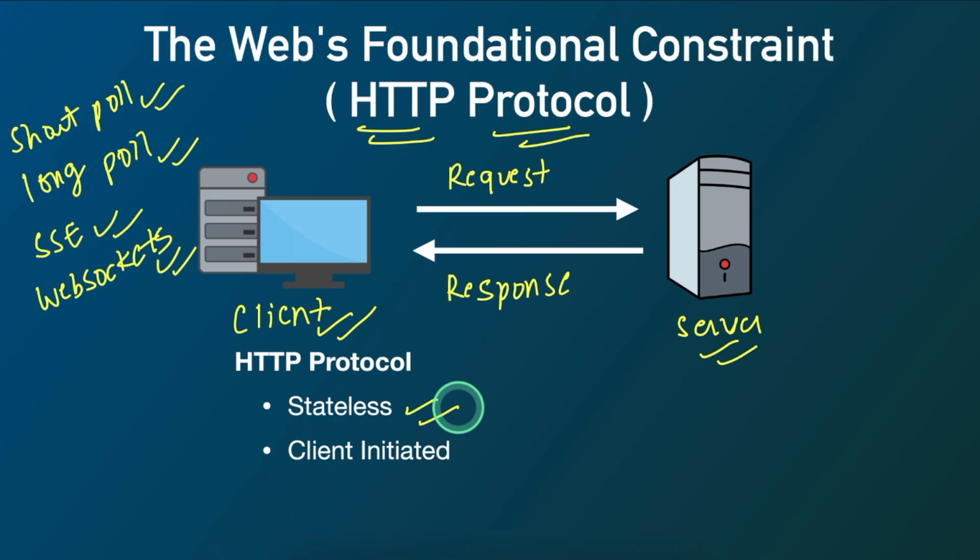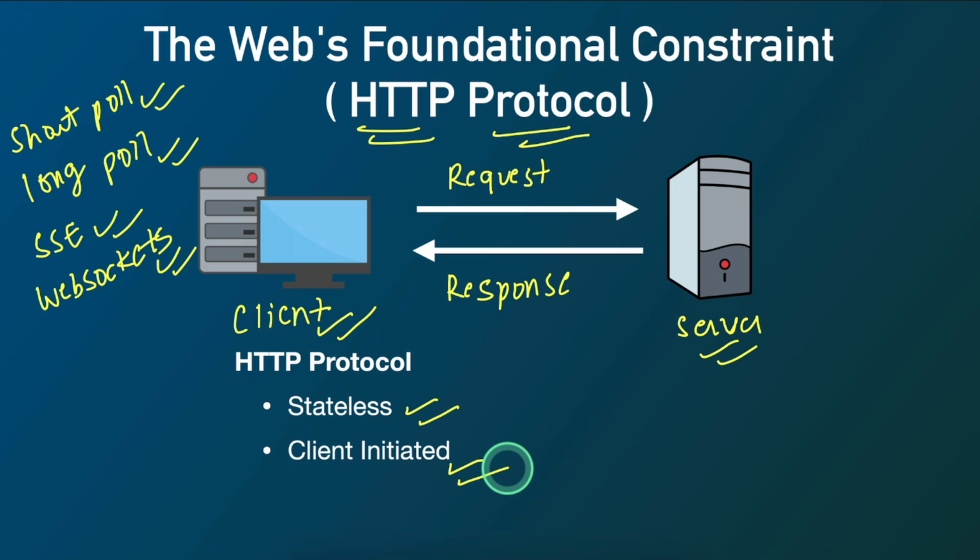The second property of the HTTP protocol is that it is client initiated. So the client has to always start the communication. The server cannot push data to the client on its own. It has to be first requested upon by the client. Because of these two properties, real time communication becomes a challenge. The client just cannot stay connected and keep receiving data whenever the server has something. This is exactly why techniques like short polling, long polling, WebSockets, and server sent events exist to work around these limitations and enable real time data transfer.